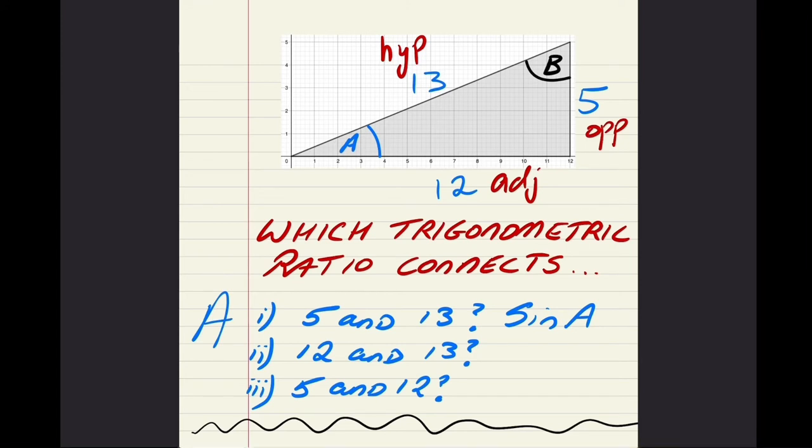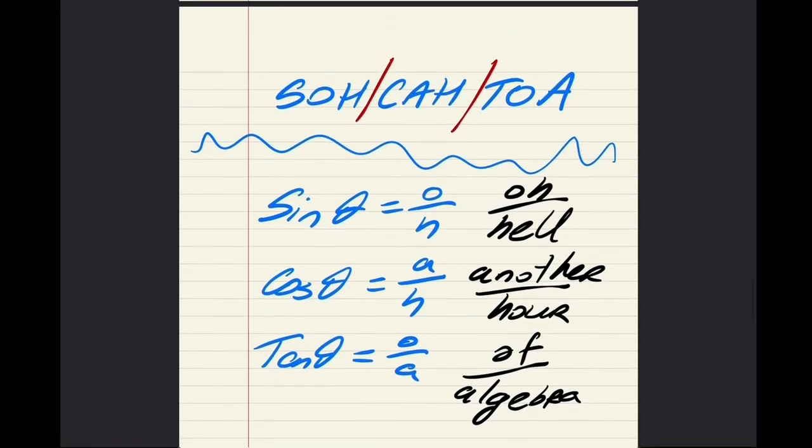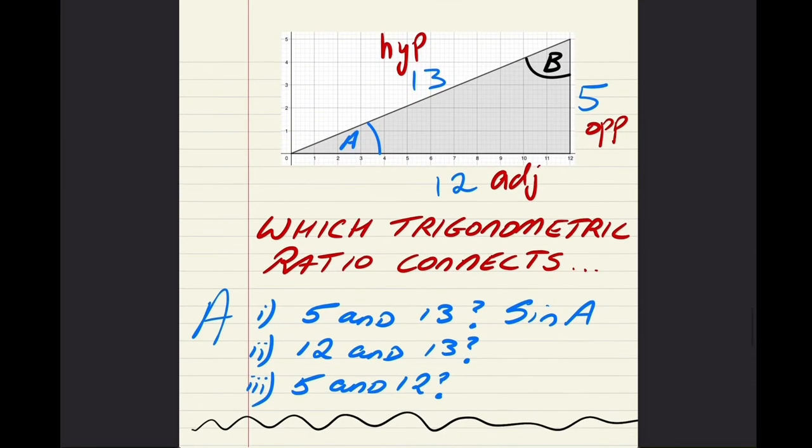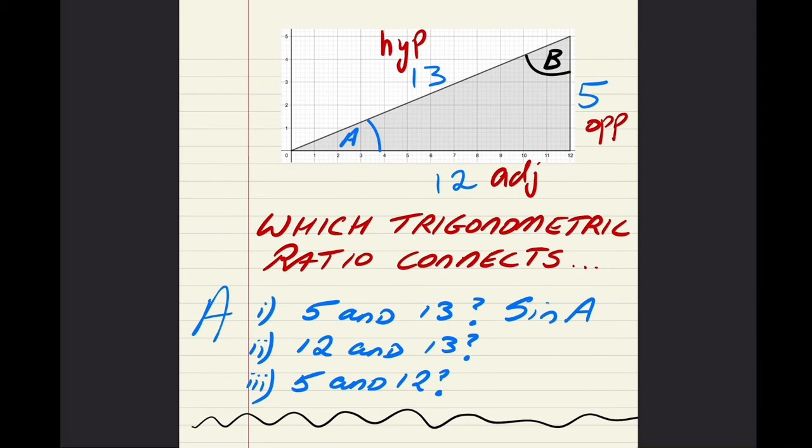Now if we look at the second one, it says which connects 12 and 13. 12 is the adjacent and 13 is still the hypotenuse. So again, if we go back up to our phrase, in SOH CAH TOA, which trig ratio connects adjacent and hypotenuse? It is this one, so it's cos. So if we go back down to here, 12 and 13 is connected by cos, so that is going to be cos A.